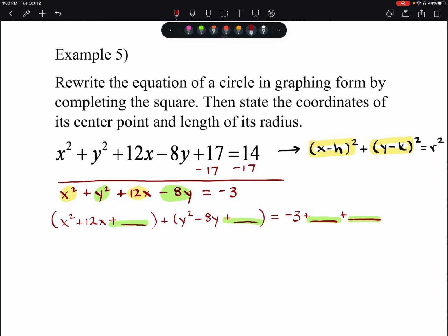And now your favorite part, let's go ahead and complete the square. So if I take my b term and cut it in half, that's 6, and I square it, I get 36. So we can add that to each side. If I take negative 8 and cut it in half, I have negative 4, but when I square negative 4, I get positive 16. So we'll add that to each side.